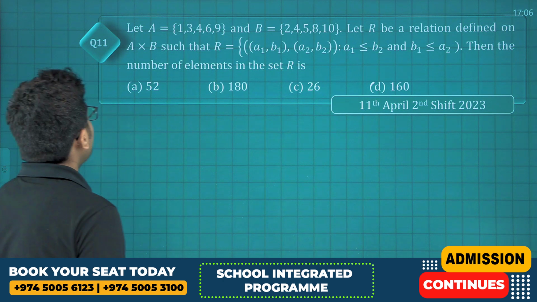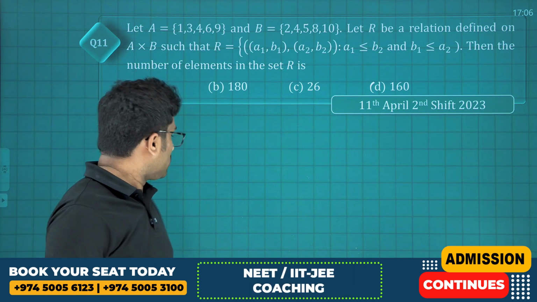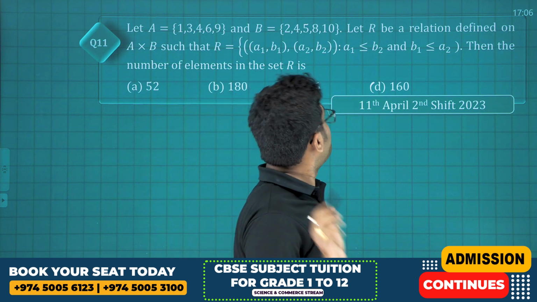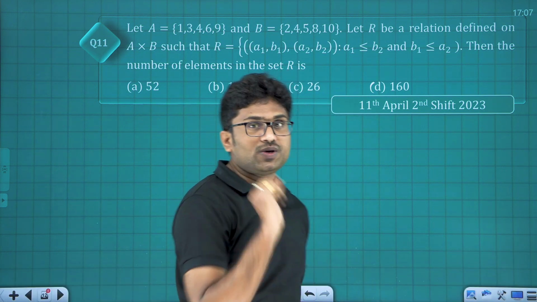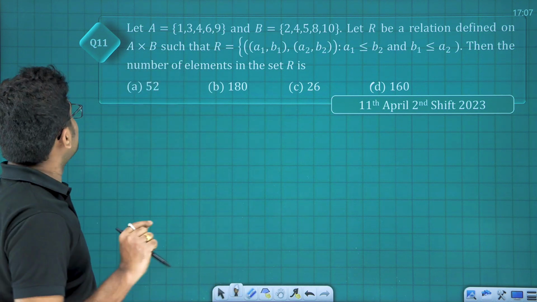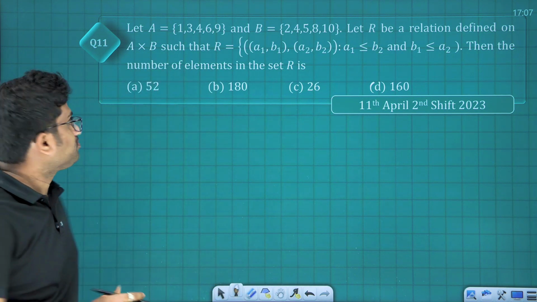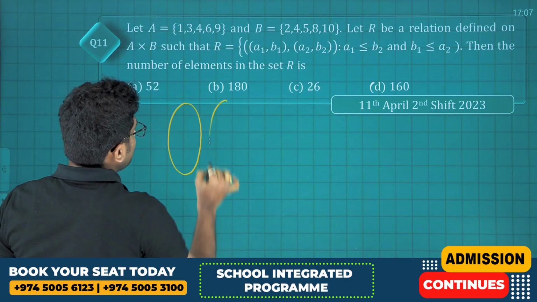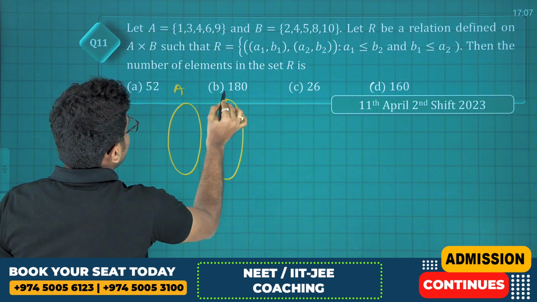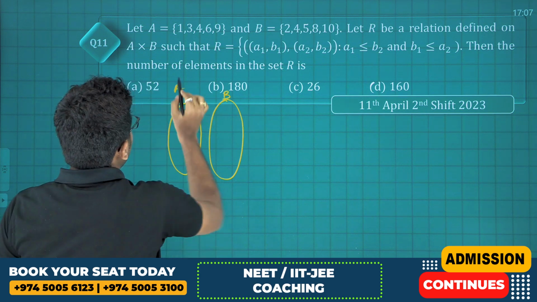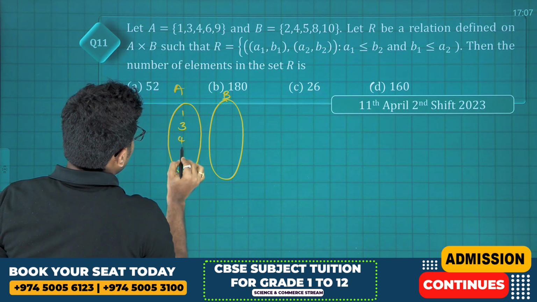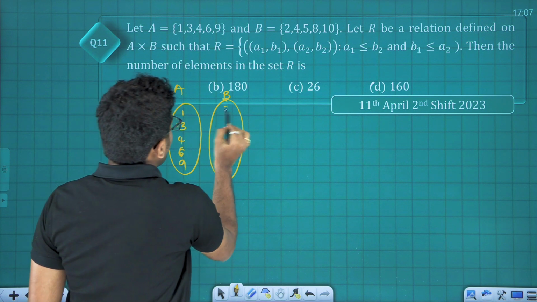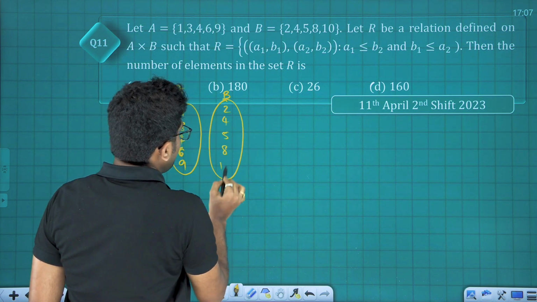Let R be a relation defined on A cross B such that R is the set of ordered pairs where a1 is less than or equal to b2 and b1 is less than or equal to a2. Then the number of elements in the set R is, see friends, here also almost the same case. First we will take the two sets, set A has 1, 3, 4, 6, 9. Set B has 2, 4, 5, 8, 10.